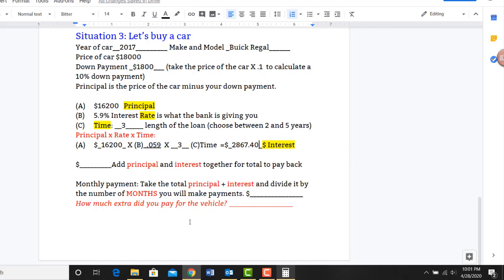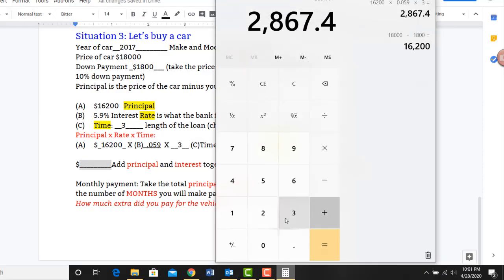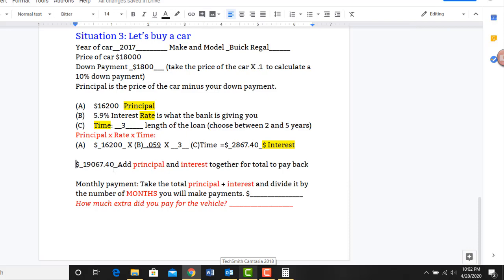There's our interest. Now let's add the principal, the 16,200 that we borrowed, plus the interest that we have to pay on this loan to get the total that we have to pay back over 3 years' time. So I will just hit plus 16,200, the price of my car, $19,067.40.